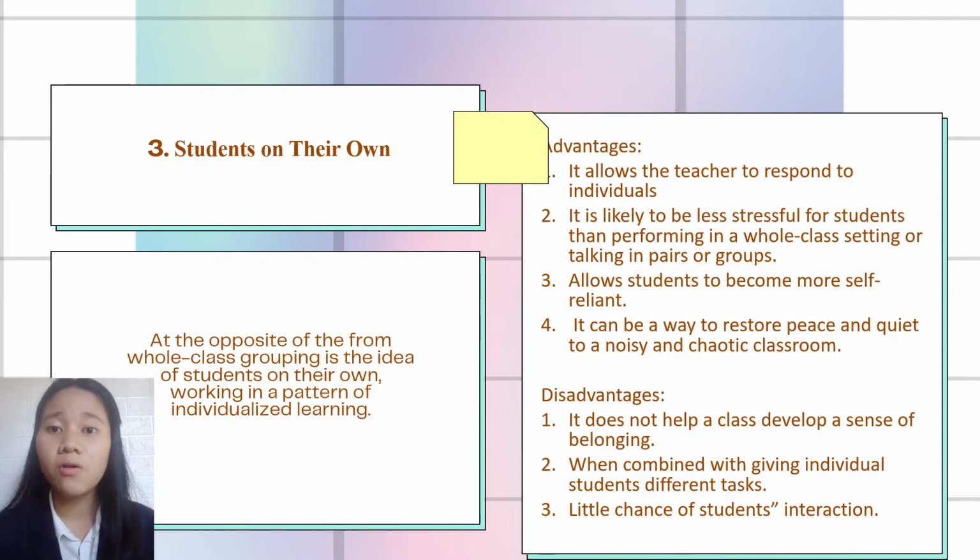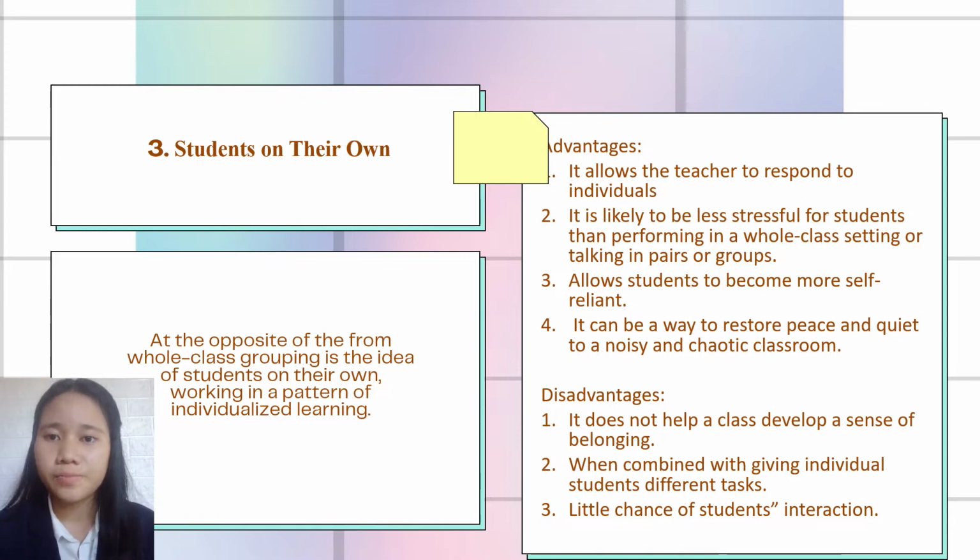Next, about the advantages of individual learning. First, it allows the teacher to respond to individual students. If the class is working individually anyway, then if someone has a particular question for the teacher, talking with them on a one-to-one basis means they are not going to disturb everyone else, whereas they would if they were working in the whole class. And second, it is likely to be less stressful for students than performing in a whole class setting or talking in pairs or groups.